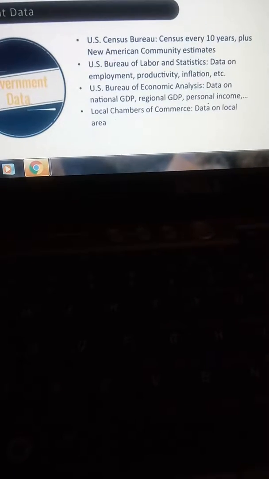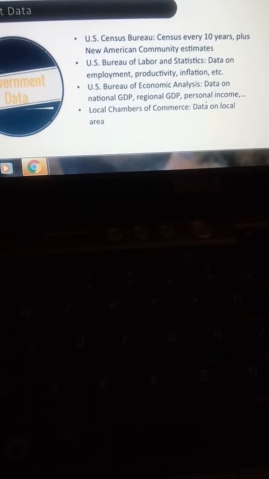We start our focus on secondary research with government data. The United States publishes a wealth of data from many departments. Just a few examples include data from the Census Bureau, the Bureau of Labor Statistics, the Bureau of Economic Analysis, as well as local information from chambers of commerce.